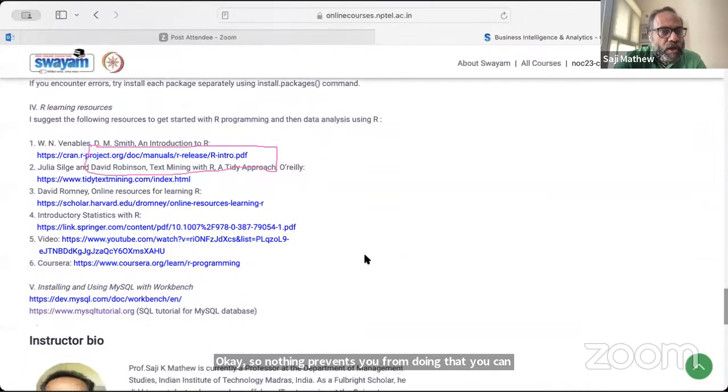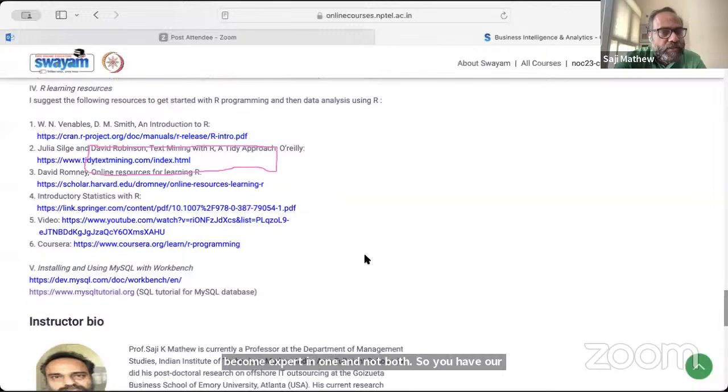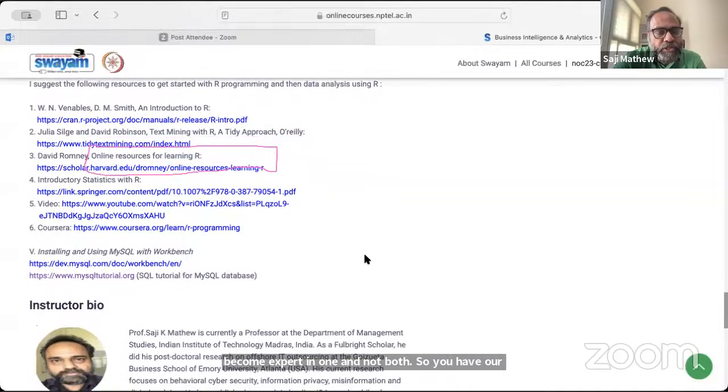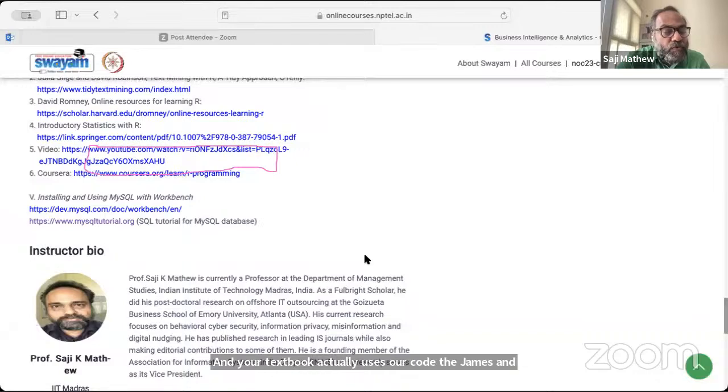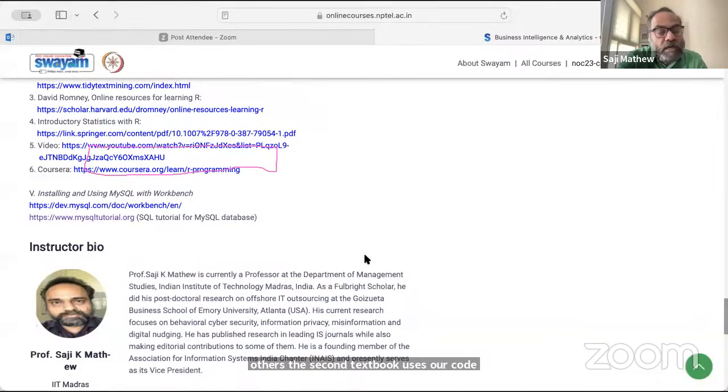So you have R learning resources here, and your textbook actually uses R code. The James and others, the second textbook, uses R code. And the third is, of course, learning structured query language, or SQL.